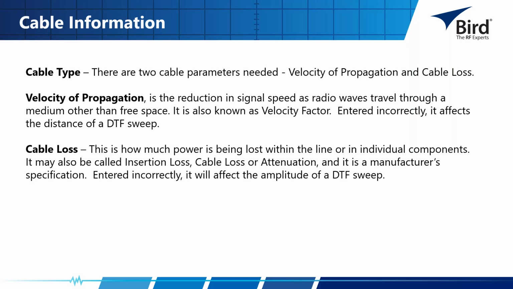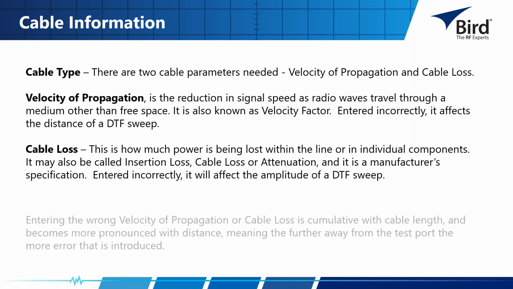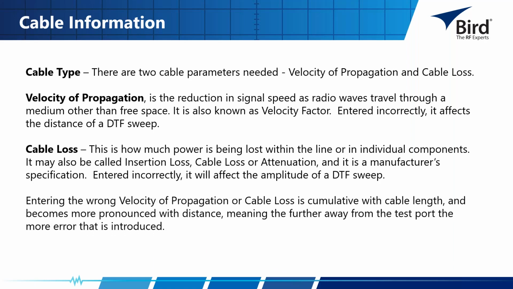Cable loss. This is how much power is being lost within the line or in individual components. It may be also called insertion loss, cable loss, or attenuation, and is a manufacturer's specification. Entered incorrectly, it will affect the amplitude of a distance to fault sweep. Entering the wrong velocity of propagation or cable loss is cumulative with cable length and becomes more pronounced with distance, meaning the further away from the test port, the more error that is introduced.